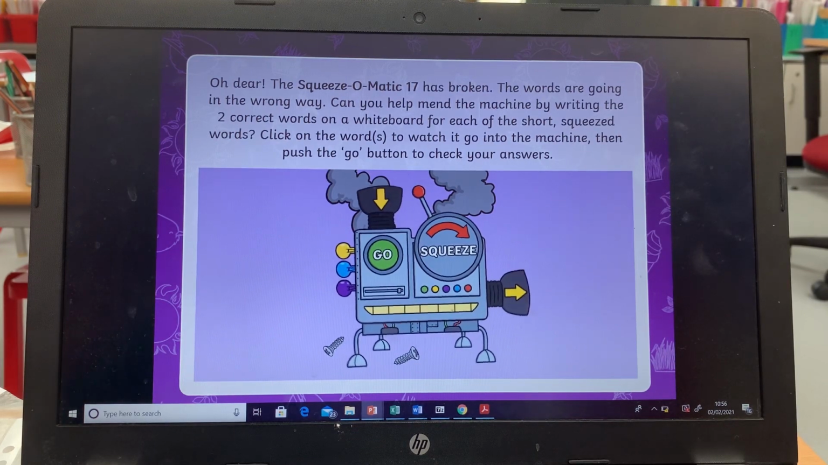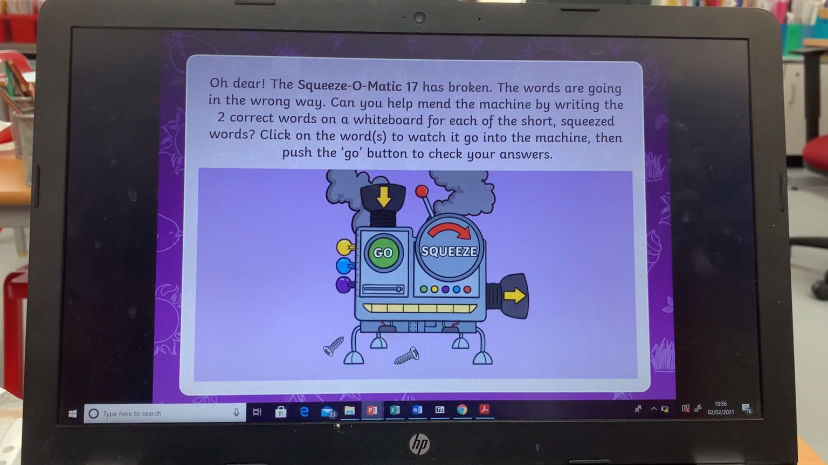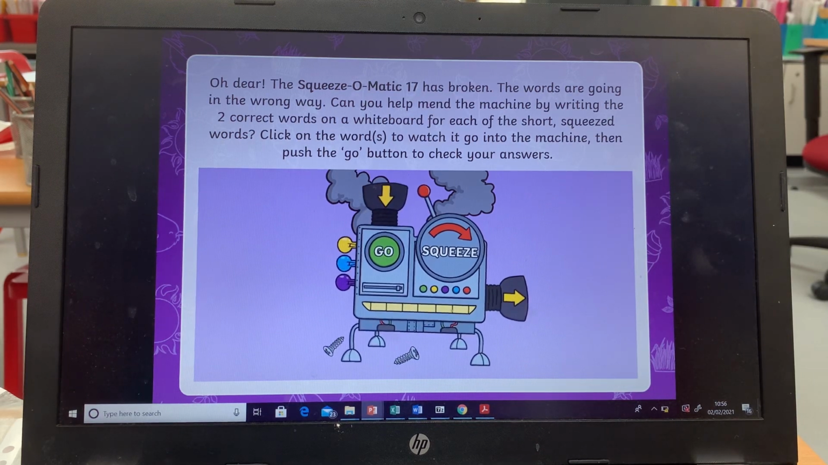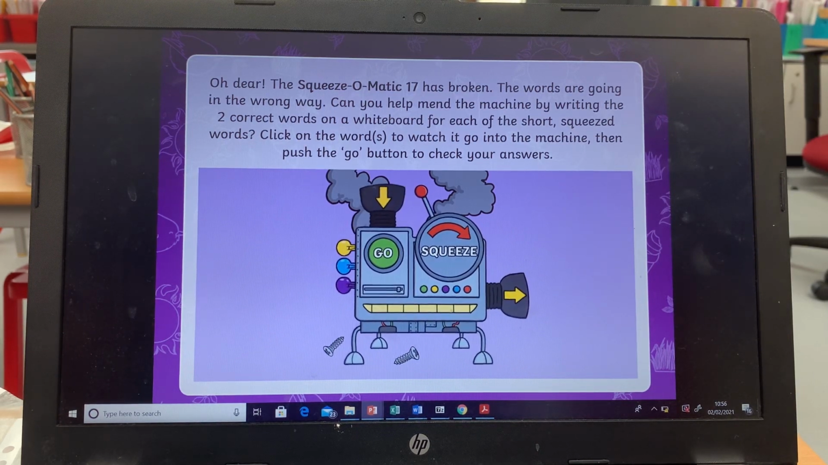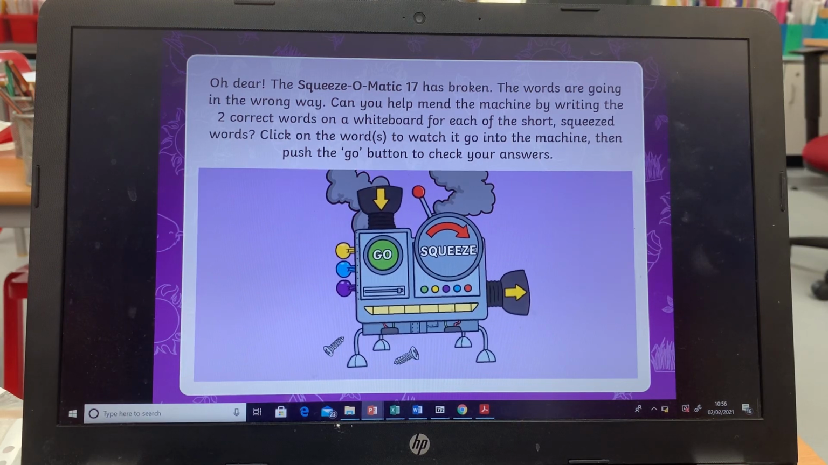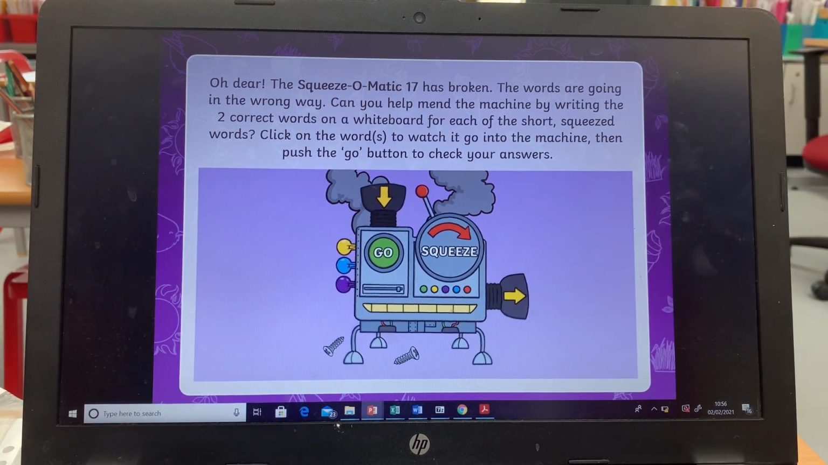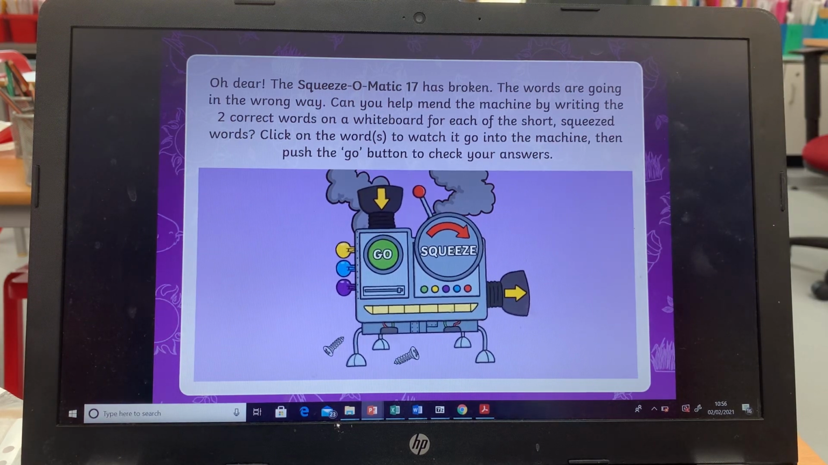Oh dear, we've got an issue. The Squeezeomatic 17 is broken. The words, they're going in the wrong way this time. See whether you can help mend the machine by writing two correct words at home on your piece of paper for the short squeeze words. Let's see whether we can do it.